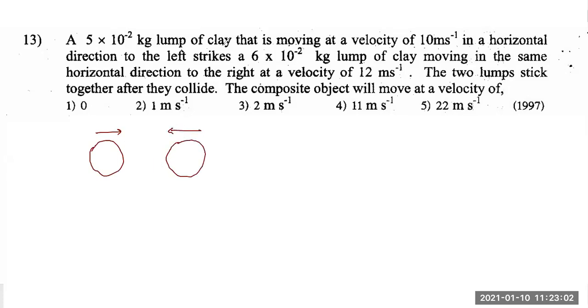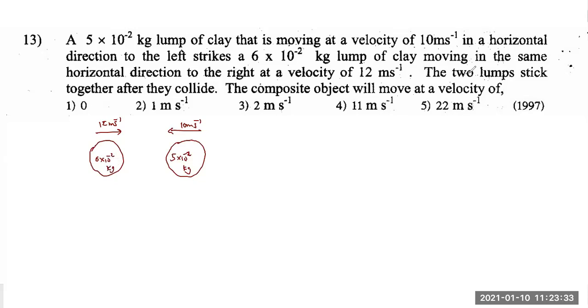So the 5 × 10^-2 kilogram clay lump is moving at a velocity of 10 meters per second in the horizontal direction to the left. And the other one is moving at 12 meters per second, and it has a mass of 6 × 10^-2 kilogram.